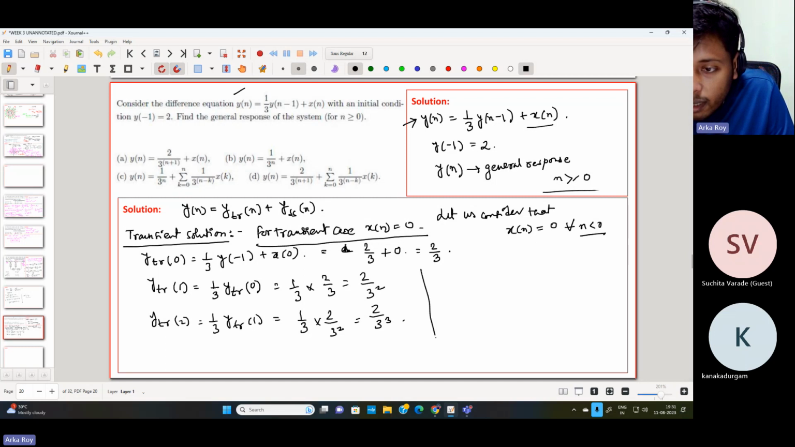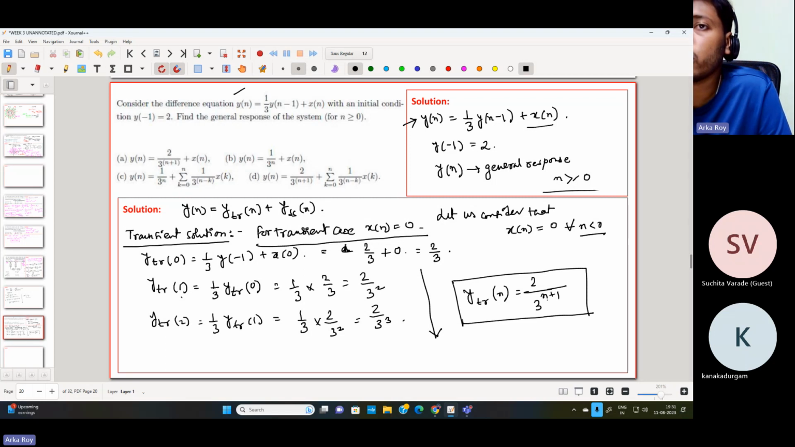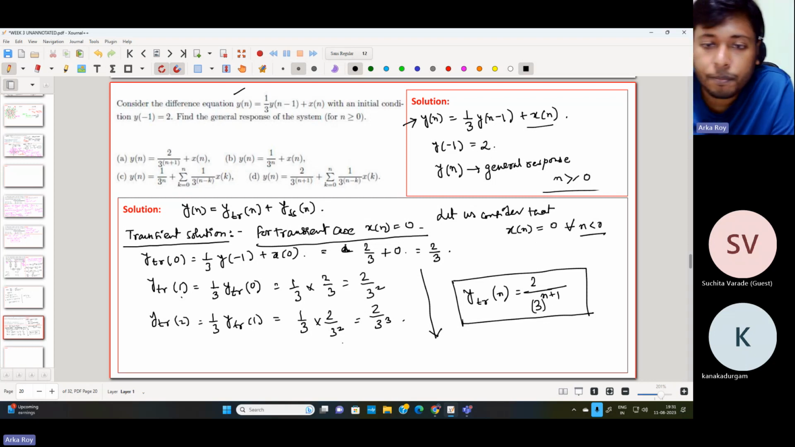So we can see there is a pattern coming. That means ytrn is equal to 2 by 3 to the power n plus 1. Is it not? So for index 1, the power of 3 is 2. For index 2, the power of 3 is 1. That means it is incremented by 1. So this is the general solution for the transient case. So 2 by 3 whole to the power minus n plus 1.